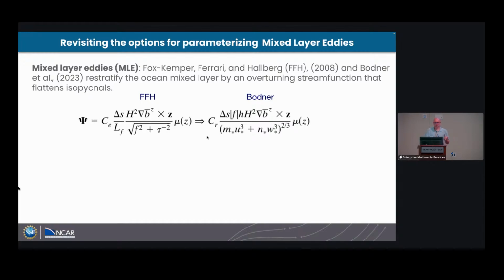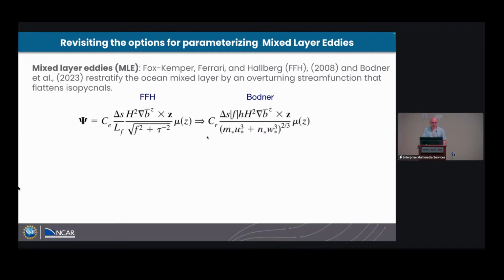The first thing to highlight is they both have the capital H squared, but then Bodner on the right also has a lowercase h, which is the boundary layer depth. So lowercase h is boundary layer depth, capital H is the mixed layer depth. So FFH is being scaled by depth squared, while Bodner is depth cubed. So it is responding more rapidly to changes in boundary layer depth, mixed layer depth.